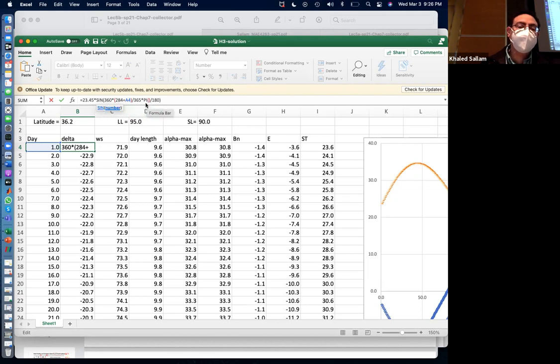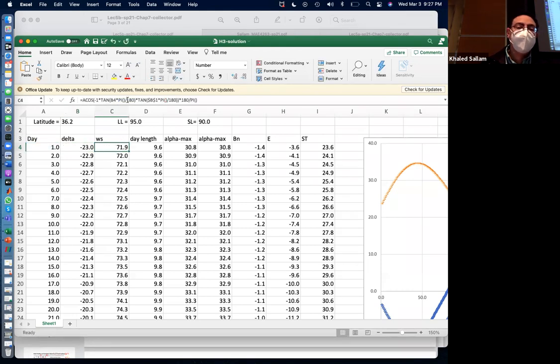How do I turn it into radians? I multiply by pi, and I divide by 180. Question about delta? You guys got it, right? Yes. So if you did it in MATLAB, that's way better than Excel. Good job that you did it in MATLAB.